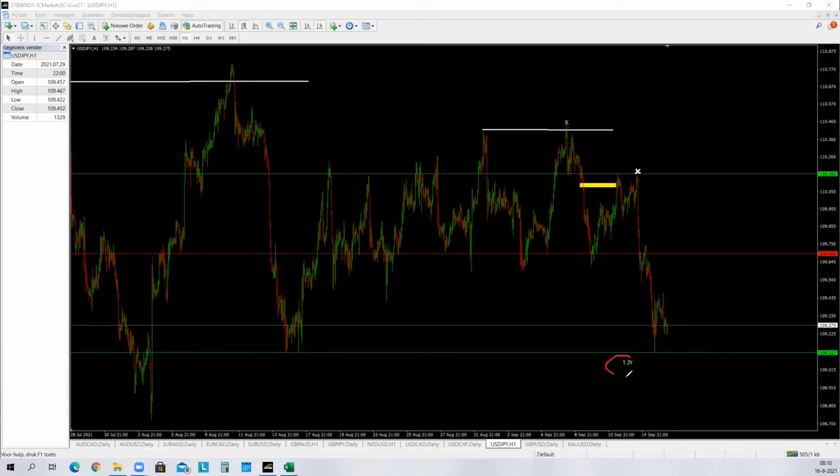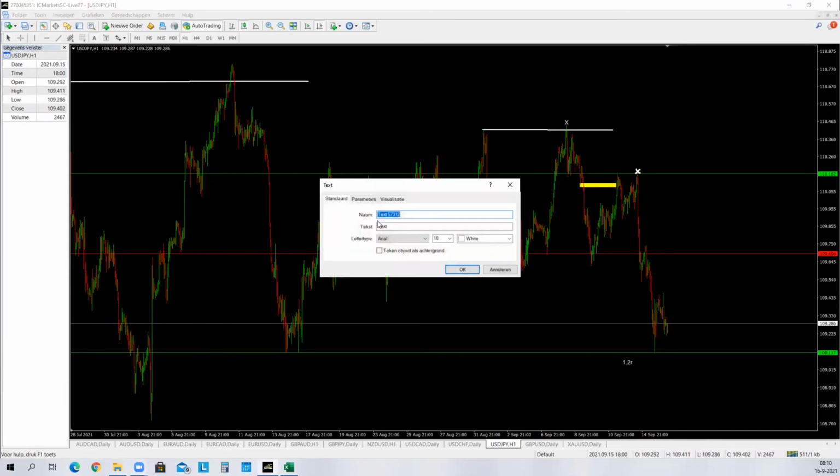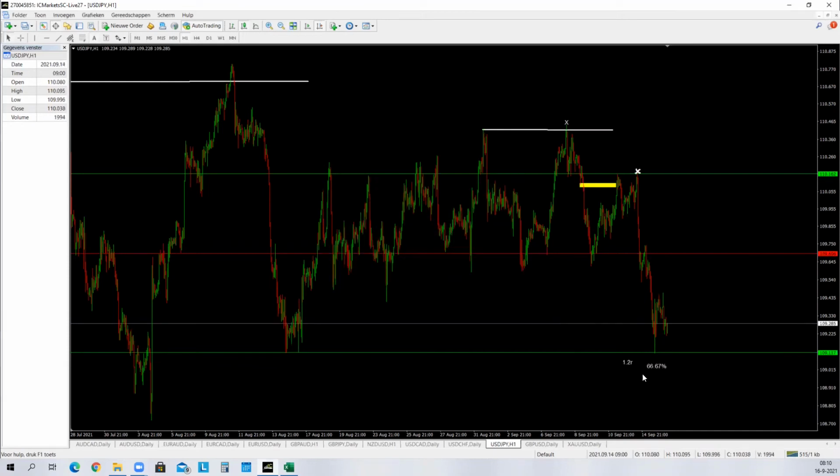In this case, it's a 1.2R, so I'm risking 1 to make 1.2. And the win rate, or the odds of making it, is 66.67%. So as you see, there's a higher chance of me winning this trade. And if I win, I make more than I lose in the long run. And that's what it's all about. That is what trading is all about. So this is a positive expectancy. If I keep trading the same like I did in this area, I'm going to make money in the long run.